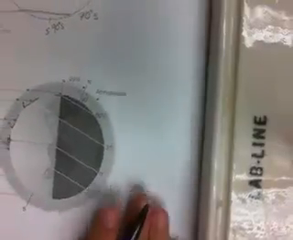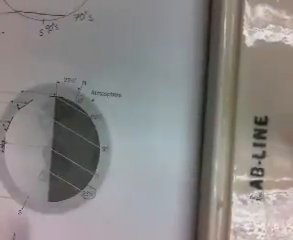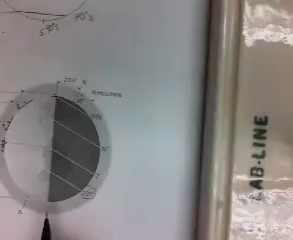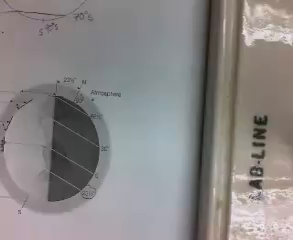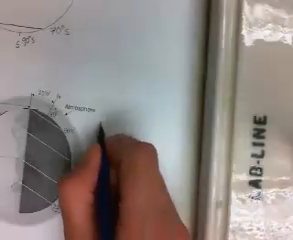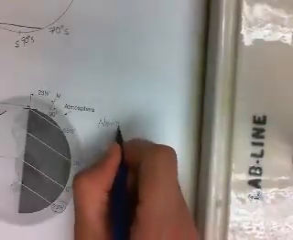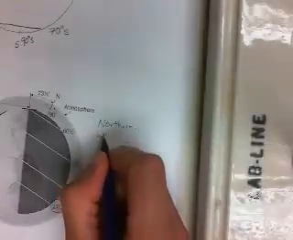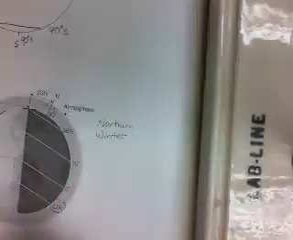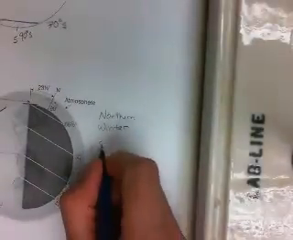Now, take a moment, look at this diagram, try to figure out, is this northern summer or northern winter? This is northern winter. And if it's northern winter, it is southern summer.